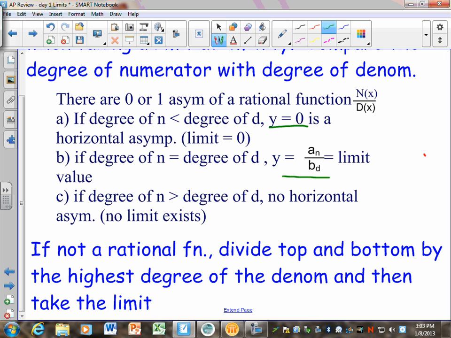Even if it is a rational function, this bottom part always works. If you feel like you're never going to remember those rules on the day of the test, remember this rule. To find horizontal asymptotes, all you have to do is divide everything by the highest degree of the denominator, and then take the limit going to infinity. Because if you do that, remember that anything over x is going to go to 0, and so we're going to be able to work that out. So we're going to do a couple of these so I can remind you how to do this.